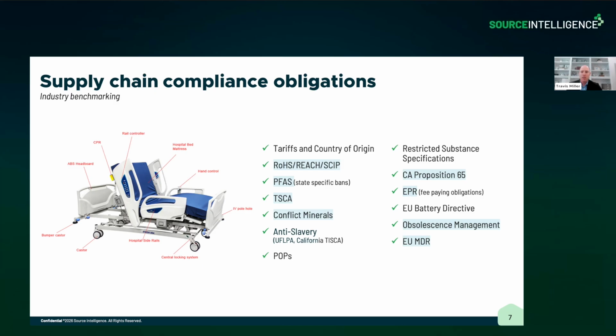How are they impacted by costs, tariffs, countries of origin, RoHS, REACH, PFAS, TSCA, conflict minerals, anti-slavery provisions, the UFLPA, California Transparency in Supply Chains Act, to give some examples. The POPs regulation, persistent organic pollutants, restricted substance specifications, California's Proposition 65, the extended producer responsibility regulations, the battery directive, obsolescence, what happens when you find something or something goes end of life. And then, of course, a big topic for the industry, the Medical Device Regulation. What happens to qualify those materials, the carcinogens, anything that might touch or impact the human body, and make sure that it's safe so it can be imported and used for its intended purpose.